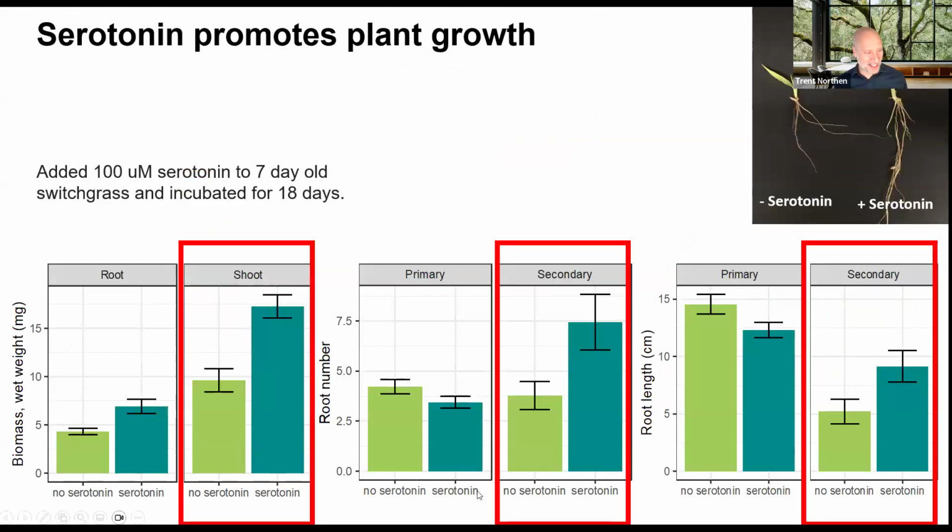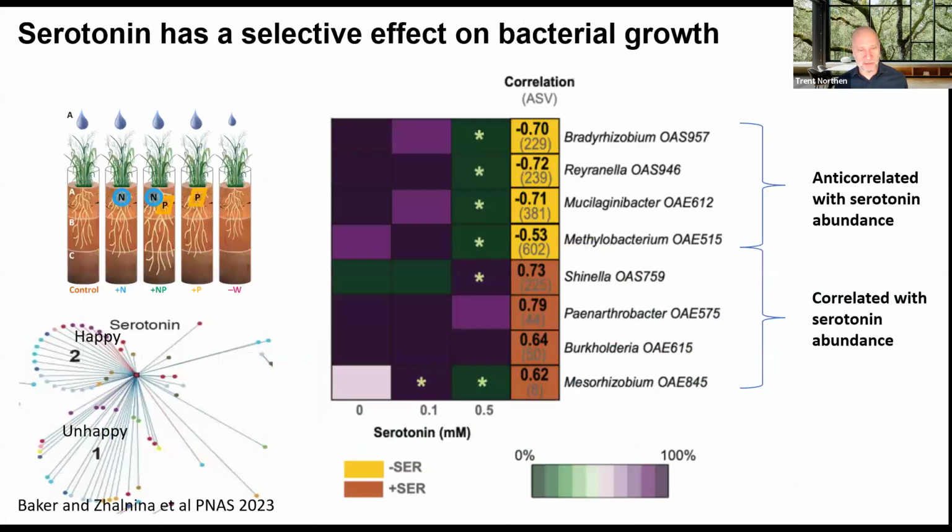And what we found is that when we added serotonin at 100 micromolar, we got plants that were almost twice as big. So serotonin made for some very happy plants, and we thought this was really awesome. You can see how big the plants were when they had the serotonin. So this is an example of a metabolite that, if you have an interaction with a microbe that triggers more serotonin production by the plant, you could get a bigger plant. So that was really fun.